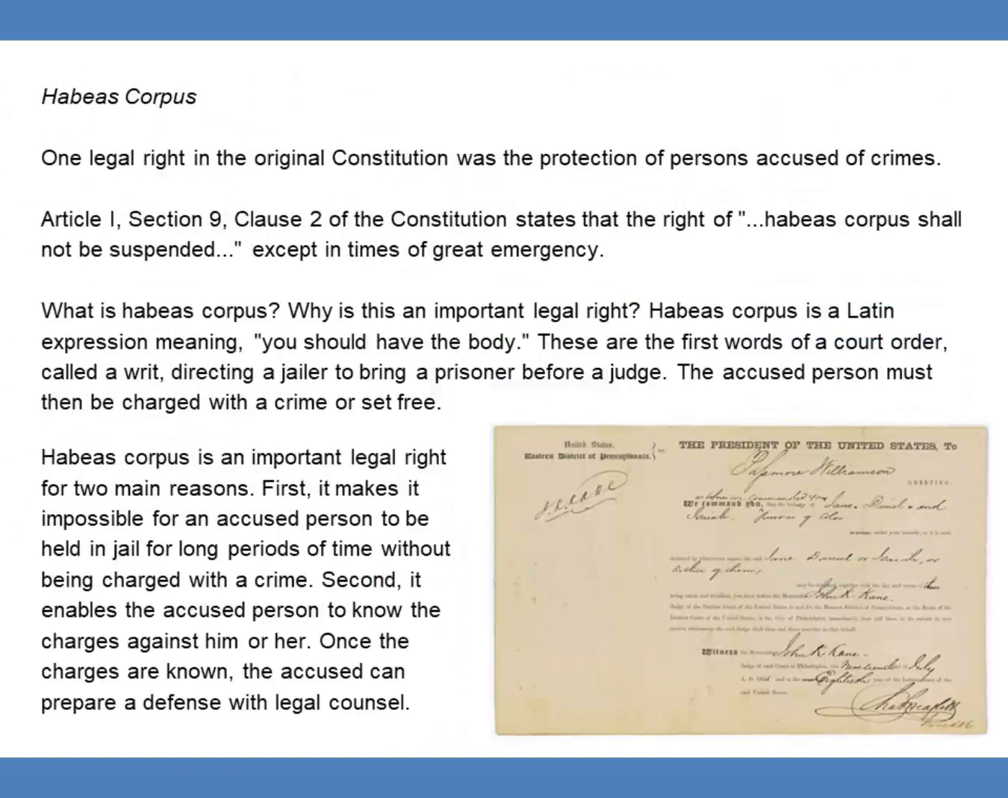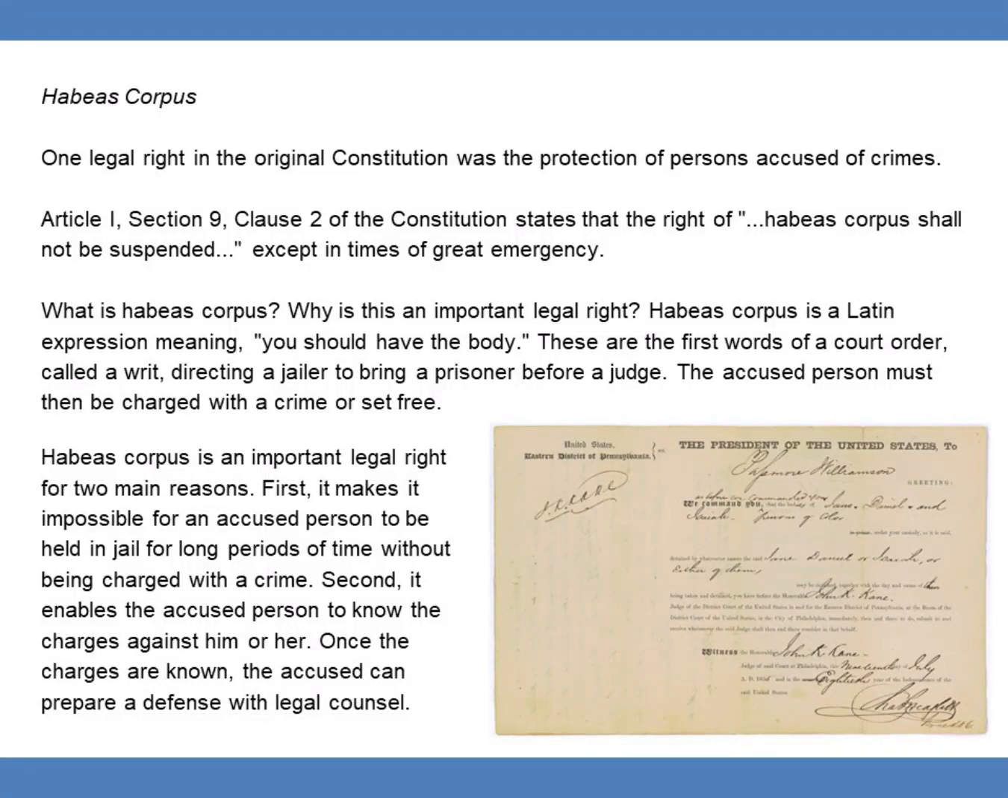Habeas corpus. One legal right in the original Constitution was the protection of persons accused of crimes. Article 1, Section 9, Clause 2 of the Constitution states that the right of habeas corpus shall not be suspended except in times of great emergency. What is habeas corpus? Why is this an important legal right? Habeas corpus is a Latin expression meaning "you should have the body." These are the first words of a court order called a writ, directing a jailer to bring a prisoner before a judge. The accused person must then be charged with the crime or set free.